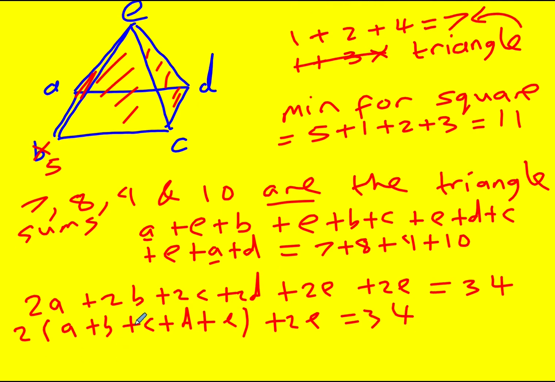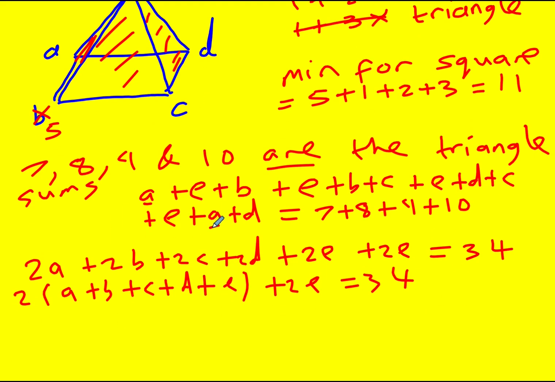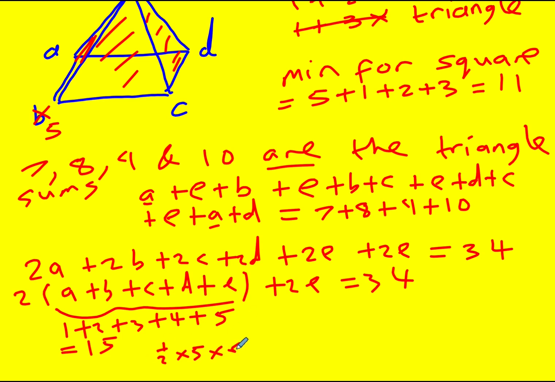And here's the thing: I don't know what A, B, C, D, E are, but I know that they're 1, 2, 3, 4, 5 in some order. So this here has got to be 1 plus 2 plus 3 plus 4 plus 5. I can either quickly add that up, it's going to be 3, 6, it's going to be 15, or you can use the triangle number formula, a half times 5 times 6, a half times n times n plus 1. Probably easiest in this case to add them up. Okay, so now I've got 30 plus 2E is equal to 34.